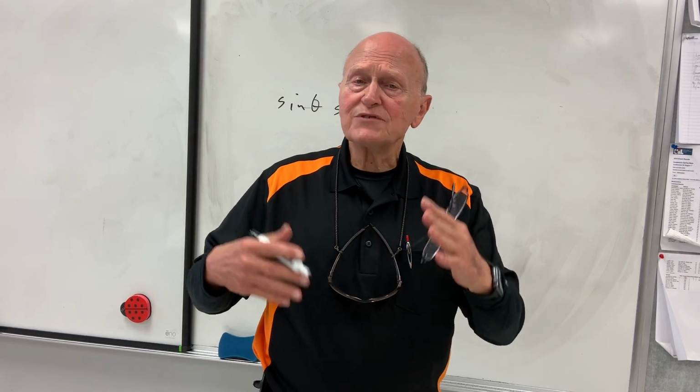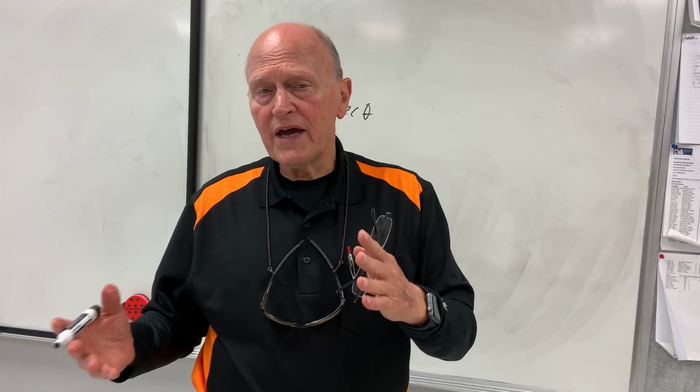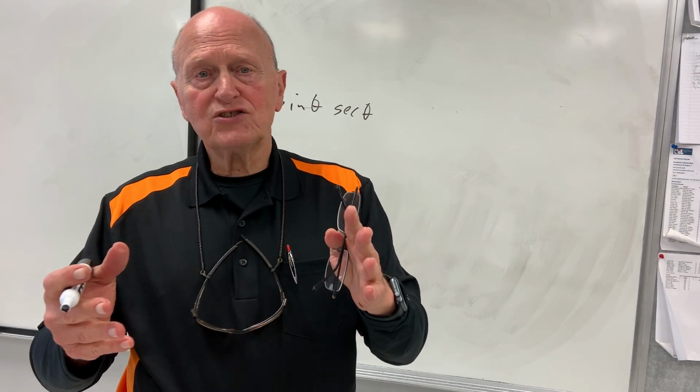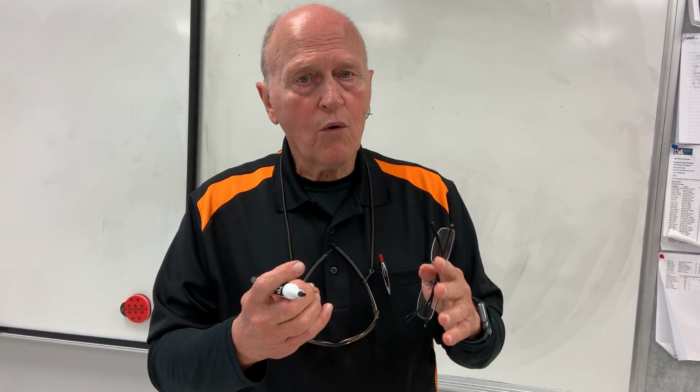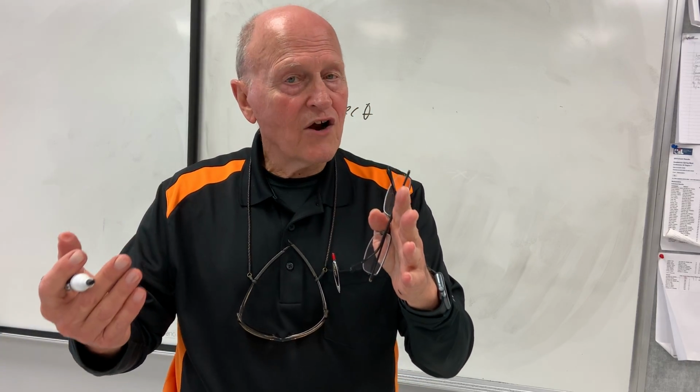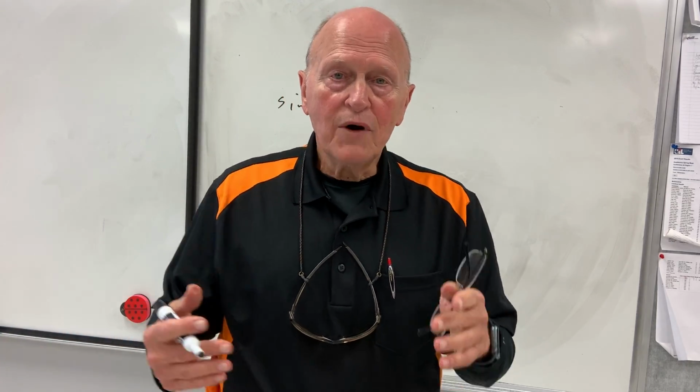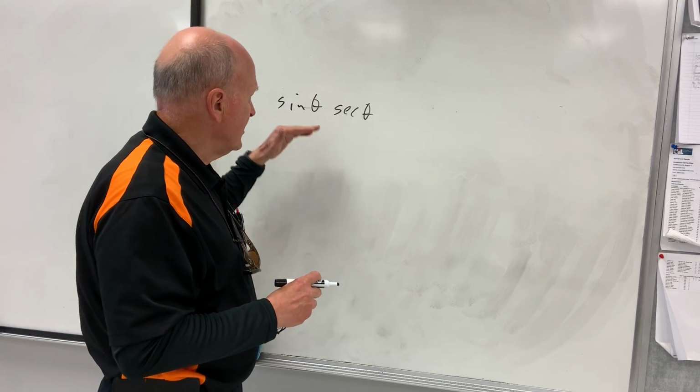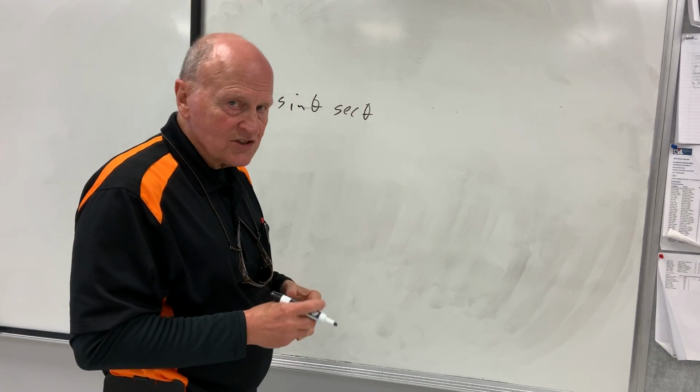Unless something jumps out at you, sometimes there will be an identity, it jumps out at you, and you can shorten your work quite a bit by using a simpler form that might not be in terms of sine and cosine. But if nothing jumps out at you, we're going to change everything to sine and cosine and simplify.